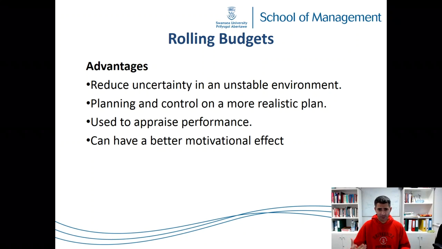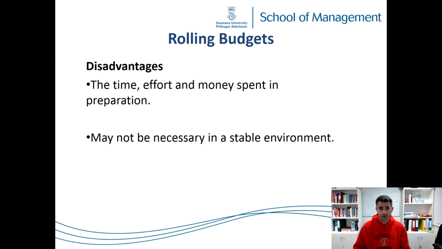Of course, in terms of a realistic plan, you update the budget every 3 months to be more realistic. Of course, this is a type of appraisal of performance, because every 3 months you evaluate the performance and you see, okay, great, so how can we improve the next 3 months? And of course, this is a motivation for staff to achieve the short period budget. In terms of disadvantages, if every 3 months we're going to update it, we need money, we need time, we need preparation, we need training. It's really important when it comes to this.